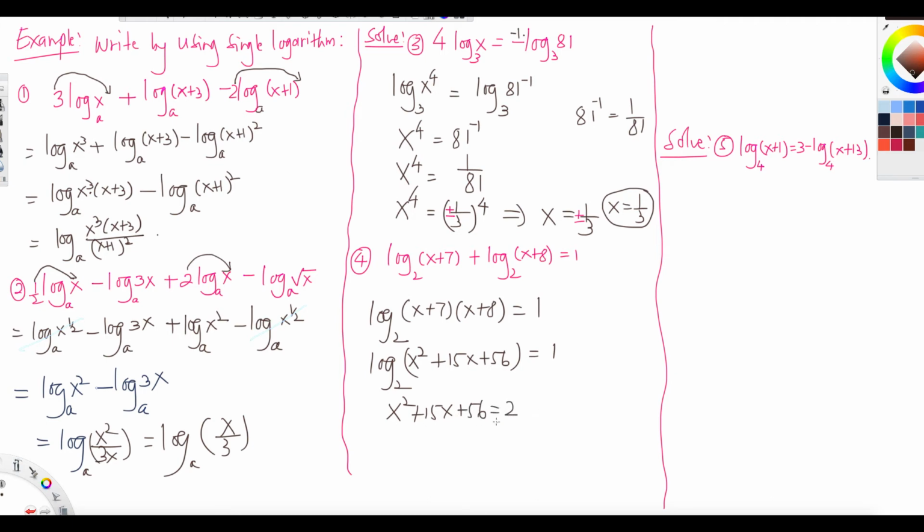Now since this is a quadratic equation, let's subtract 2 from both sides and make the right side 0. You'll get x squared plus 15x plus 54 equals 0, because that will cancel out. Now, can you get two numbers whose sum is 15 and the product is 54? So let's write down that sum is 15, product is 54.